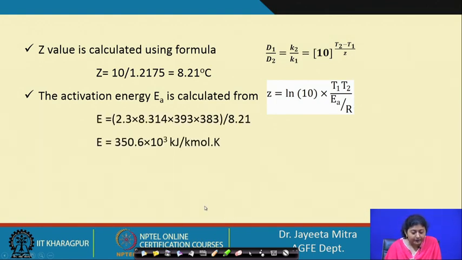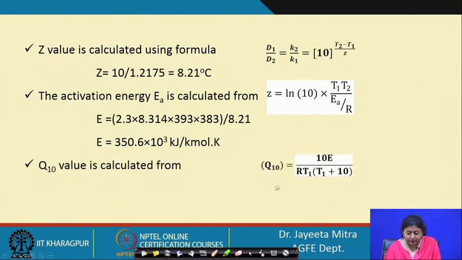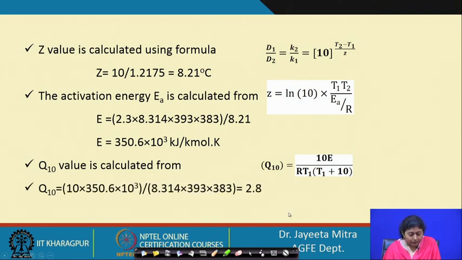Okay. So, our Ea is coming here 350.6 into 10 cube kilojoule per kilomole Kelvin. Finally, the Q10 value is calculated from this expression Q10 equal to e to the power Ea by R T1 into (T1 plus 10). So, it is 2.8. So, for a 10 degree increase in temperature, the reaction rate will increase by 2.8 times.